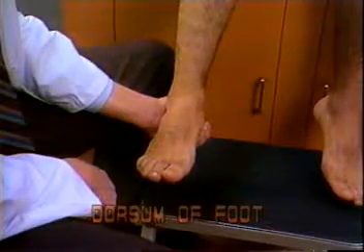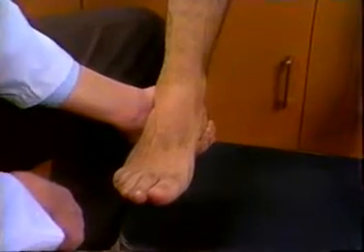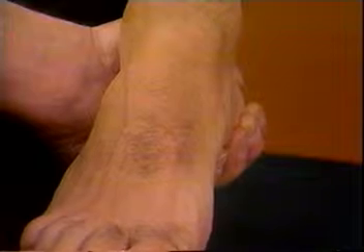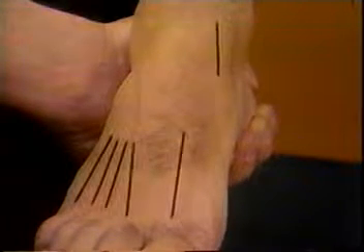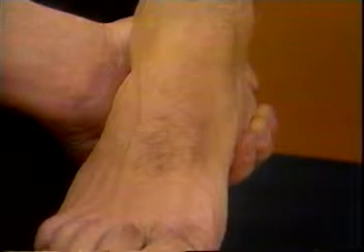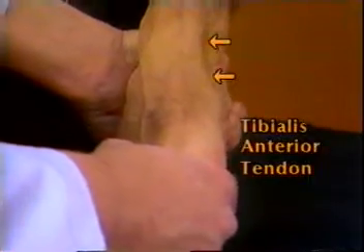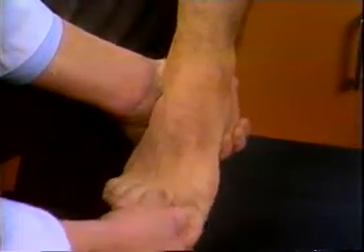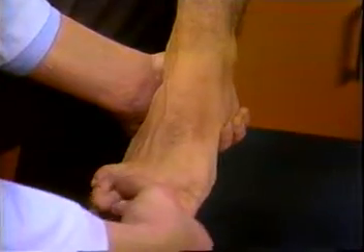Dorsum of foot. The soft tissues which can be palpated dorsally include the tibialis anterior tendon and the tendons of the extensor hallucis longus and extensor digitorum longus. The tibialis anterior tendon can be highlighted by having the patient dorsiflex and invert the foot. The extensor hallucis longus and extensor digitorum longus tendons are easily found by asking the patient to dorsiflex the big toe and subsequently the lateral toes.